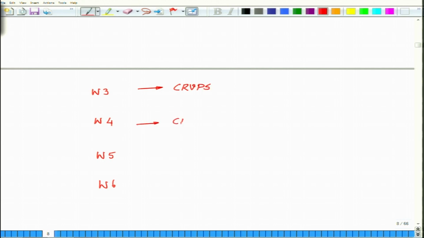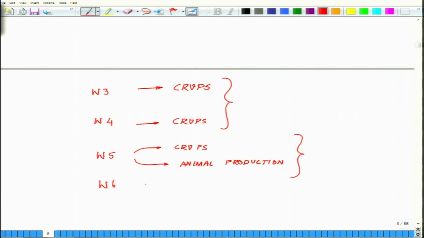In week 4 we will continue with the different crops, and maybe some of it will spill over. Part of it will be in the annual production sector, then week 6, week 7 and week 8. So, this is basically an 8-week course.